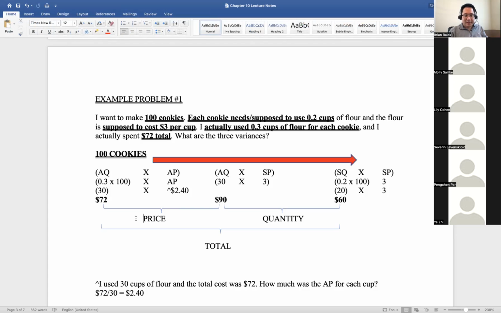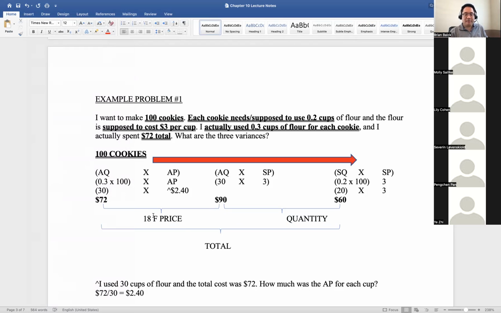Okay, and I'll do the first one, and then you help me with the next ones. Okay, so price variance, I'm going to take 72, put in my calculator, 72 minus 90, okay, that's $18, okay, so 18, and then that's a negative number, okay, negative means less cost. Ooh, less cost is good. So $18 favorable price variance.